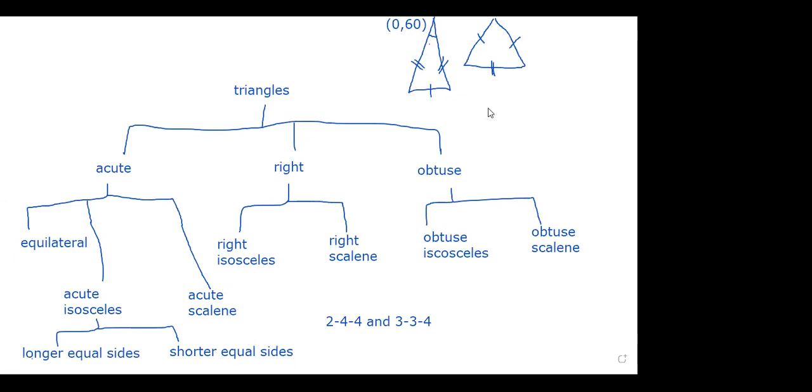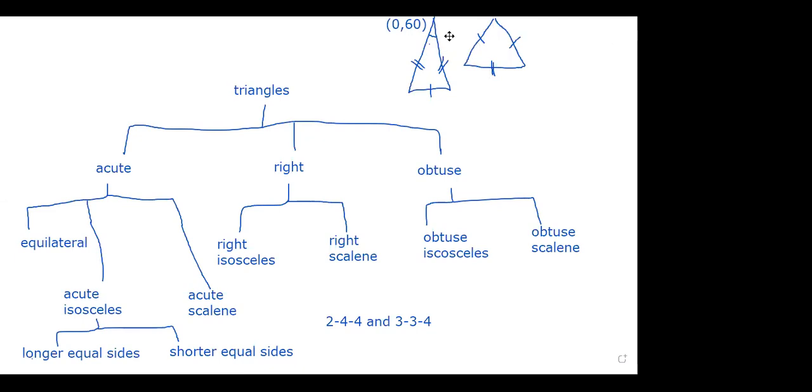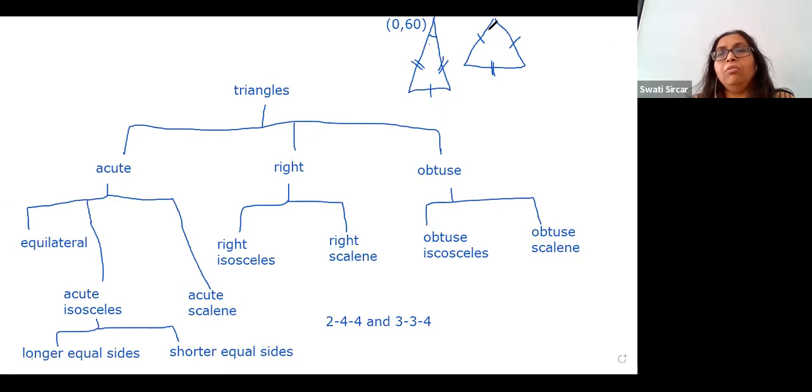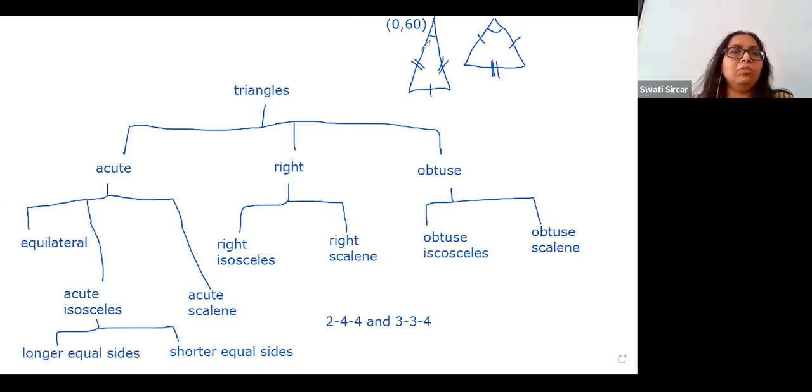Now what about this one, the other one, the 3, 3, 4 type, where you have two shorter sides and one longer side? Between 60 and 90, neither of them included. Exactly. So this one, we get it to be between 60 and 90 with neither included.